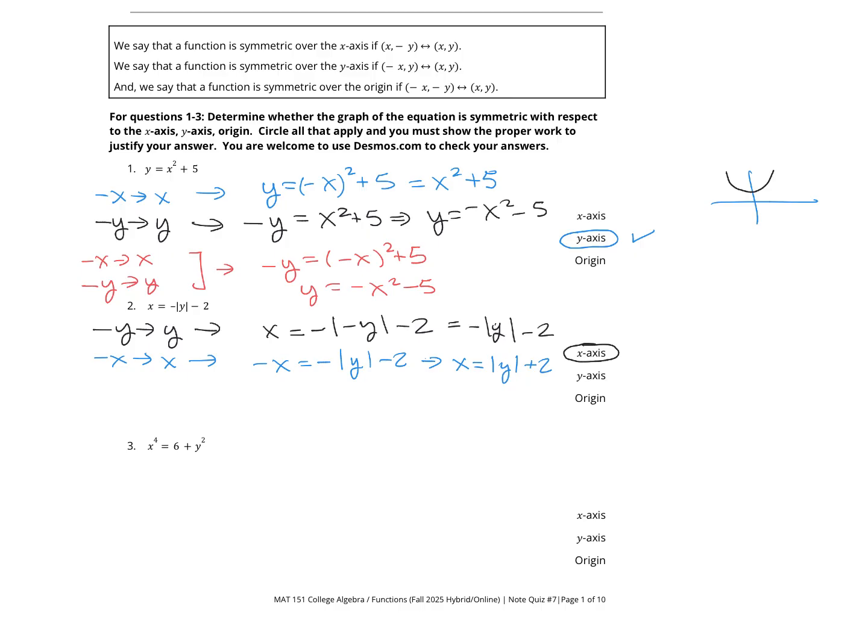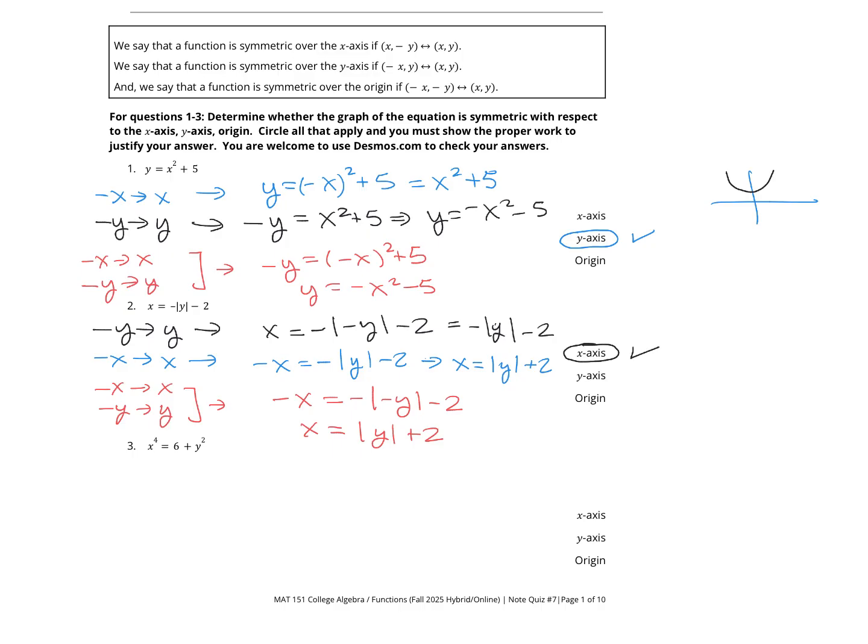Finally, let's check our origin. Again, that's taking negative x in place of x and negative y in place of y. Putting those together, we've got negative x is equal to the opposite of the absolute value of negative y minus 2. That's going to give us x is equal to absolute value of y plus 2. Again, that is not the original function. It's the opposite of it. So it is not symmetric over the origin. We just have symmetry over the x-axis.